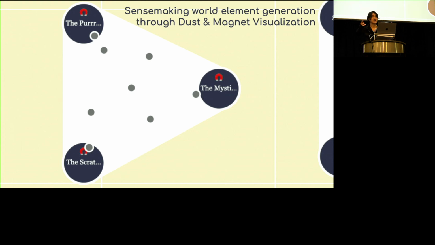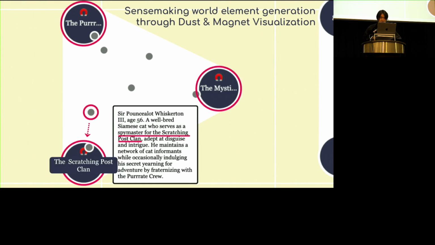In the dust and magnet visualization, those high-level concepts serve as magnets, and those low-level elements serve as dust, or iron particles. If we think about magnets and iron particles, the iron particles are dragged to these magnets. The interesting thing about the dust and magnet visualization is that the intensity of the attraction is based on the relevance of each world element to the concept. That is, if a world element is more relevant to a certain concept, it will be dragged with more intensity, so it will be placed closer. I'm going to give you an example, because that was quite a basic description.